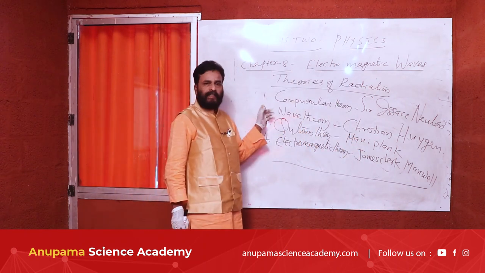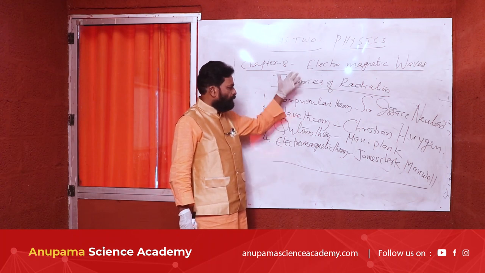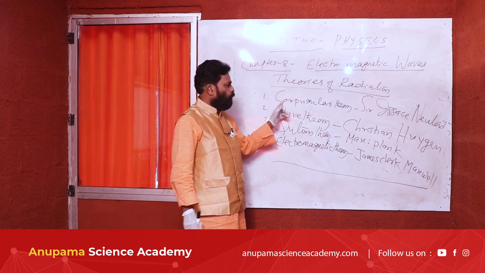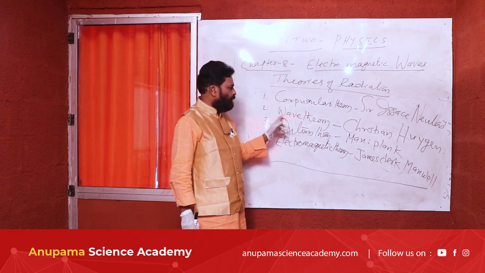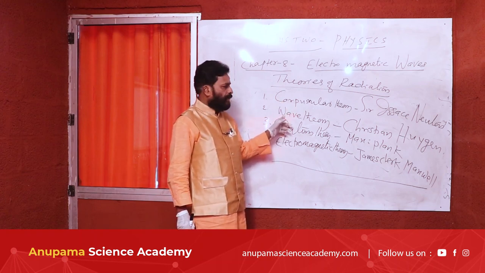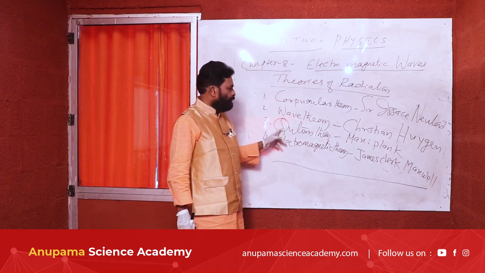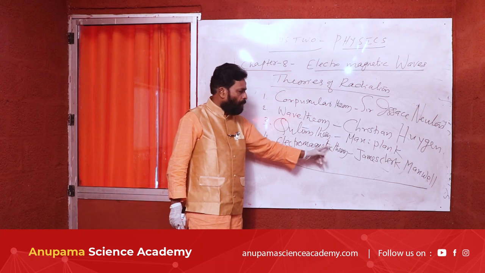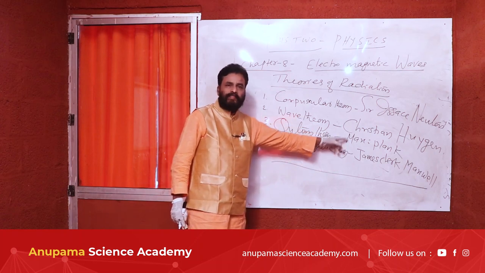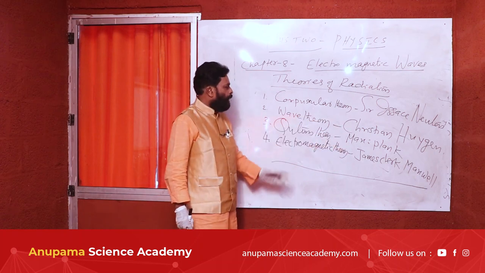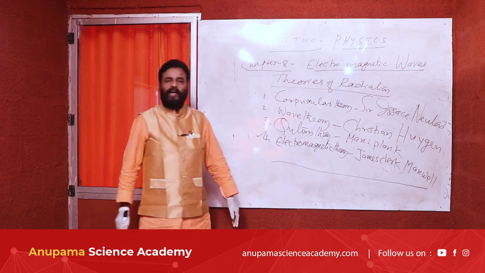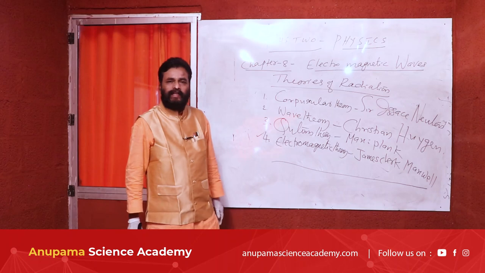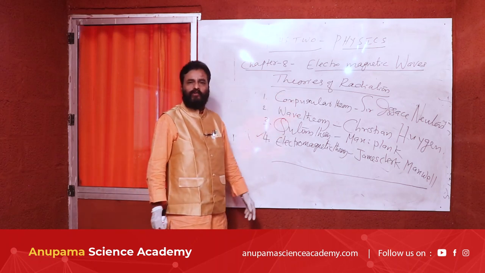So what are the theories in radiation? You must remember the theory and also the name of the scientist. Corpuscular theory by Sir Isaac Newton. Second one, wave theory by Christian Huygen. Third one, quantum theory by Max Planck. Fourth one, electromagnetic theory by James Clerk Maxwell. And we are going to study this electromagnetic theory. Maxwell's electromagnetic theory, that is electromagnetic waves.